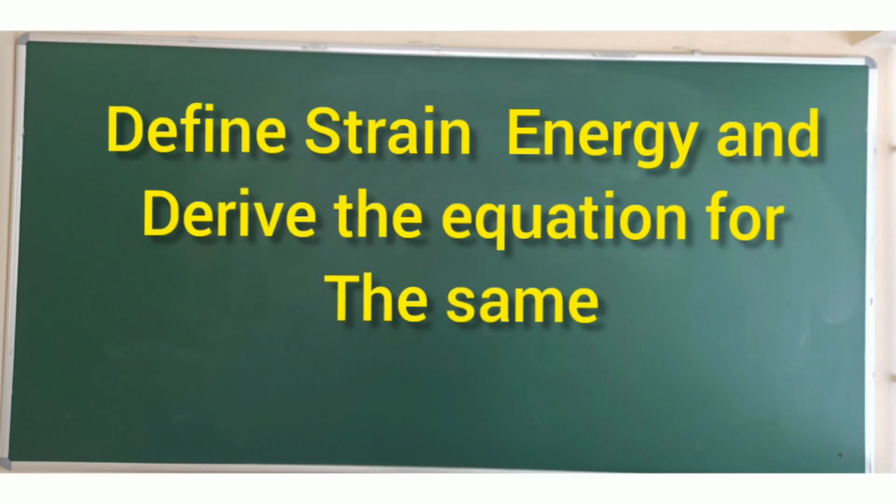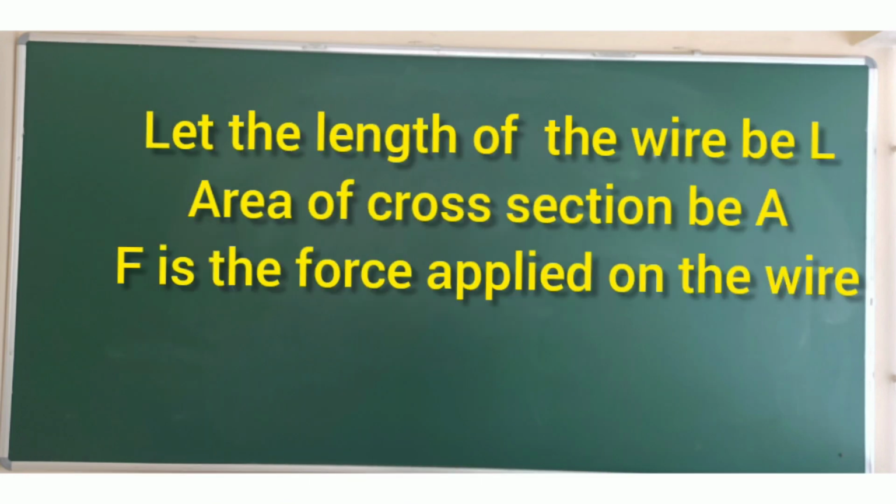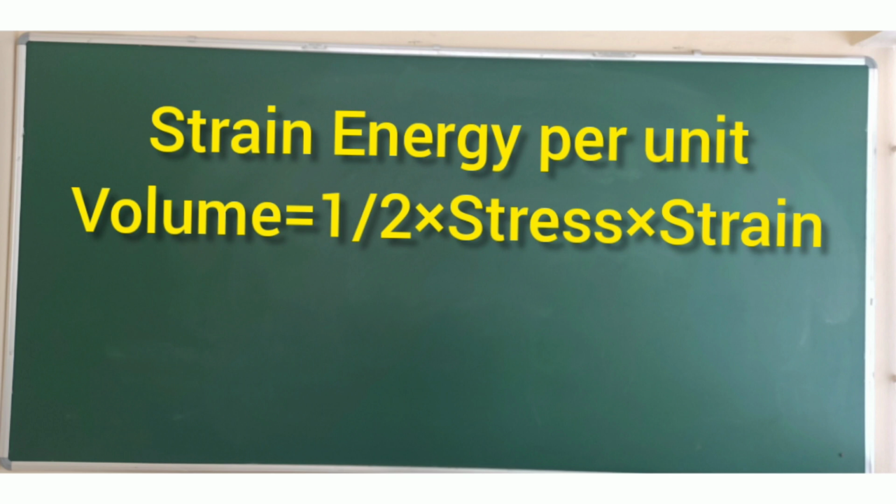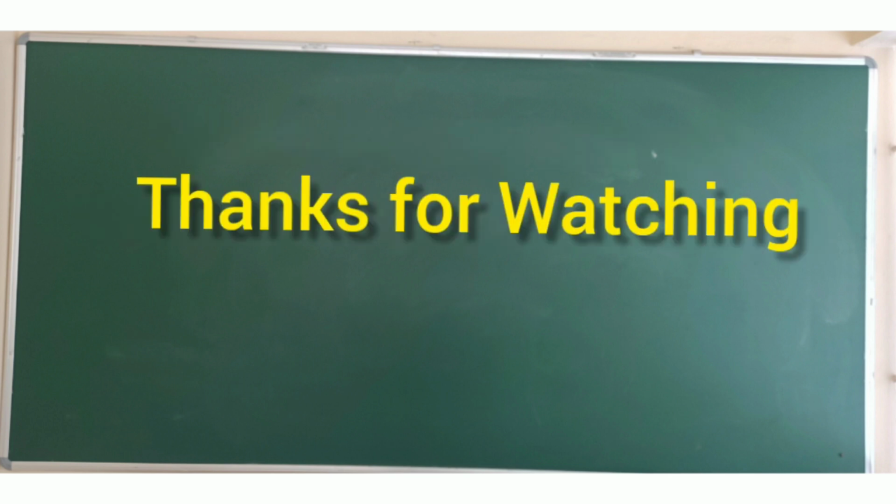Define strain energy and derive the equation for the same. Here let the length of the wire to be considered be L and the area of cross section be A, and F is the force applied on the wire. Therefore, what are the changes taking place? Average force is equal to F by 2. Work done W is equal to average force into elongation, 1 by 2 Fe. Here we are multiplying and dividing with AL. Therefore 1 by 2 into stress into strain into volume of wire. Strain energy per unit volume is 1 by 2 into stress into strain.